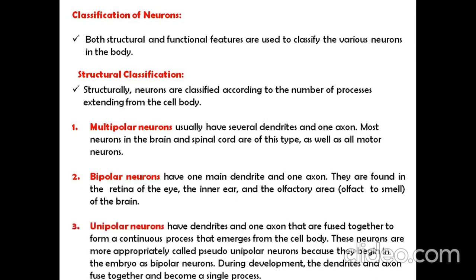Last one is the unipolar neurons. They have a dendrite and one axon that are fused together to form a continuous process that emerges from the cell body. These neurons are more appropriately called pseudo-unipolar neurons because they begin in the embryo as bipolar neurons. During development, the dendrites and the axon fuse together and become a single process.